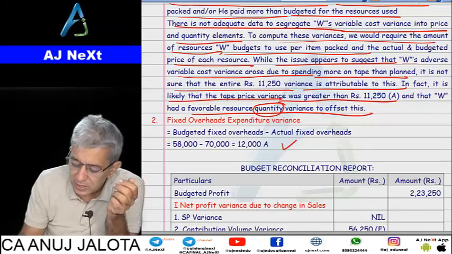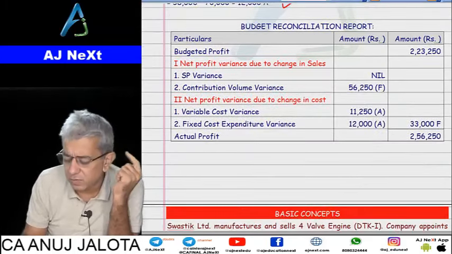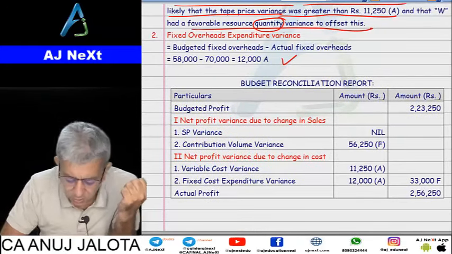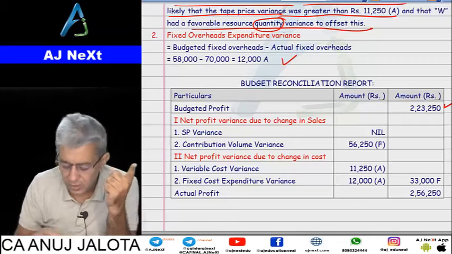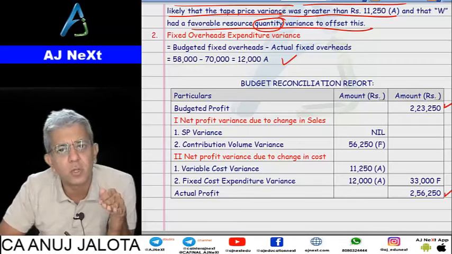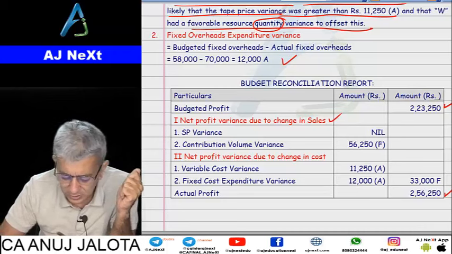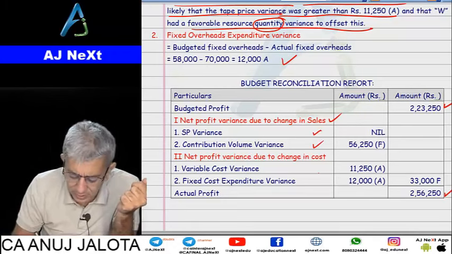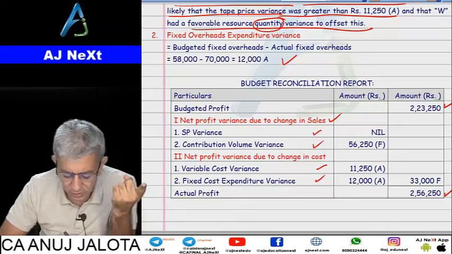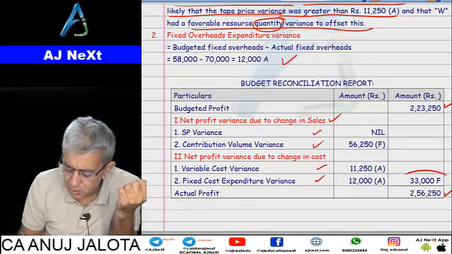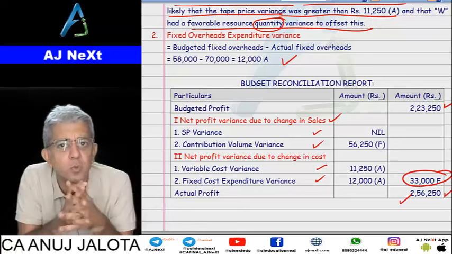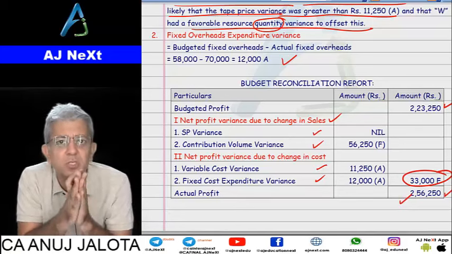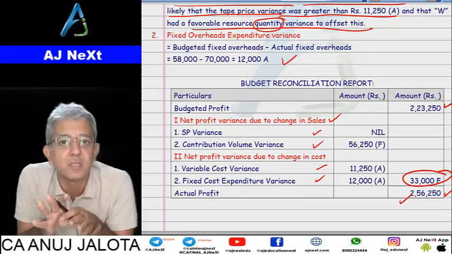Now all these variances we try to convert into a reconciliation statement, the way that we all have done in all our questions in standard costing. So budgeted profit, actual profit, you write down all your variances. Net profit variance due to change in sales, selling price variance, contribution volume variance. Then in cost you had two parts, variable cost and fixed cost. Okay, this is your final answer, and that's it. It all gets okay with this. With this, your entire question is over. It's a simple question, just you should be knowing which variances you can be computing.